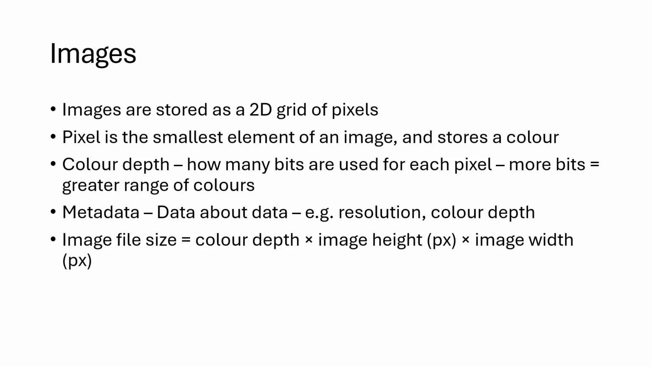And there's also color depth, which is how many bits are used for each pixel. How many bits are used for each pixel affects how many colors you can represent, what range of colors each pixel can be. So for example, if you have just 1 bit, you can only store black and white. If you have 2 bits, you can now store 4 colors. You could go black, white, yellow, and red, or something like that.